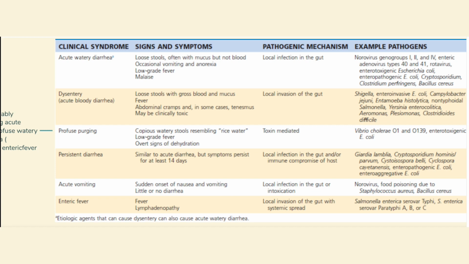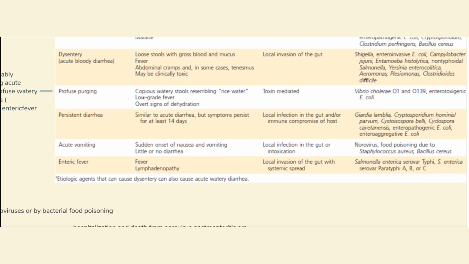Then we have acute vomiting or stomach flu, which has sudden onset of vomiting with little to no diarrhea. It is because of local infection of the gut or because of intoxication, local infection by norovirus, or intoxication due to Staphylococcus aureus or Bacillus cereus toxins. And then we go into enteric fever.